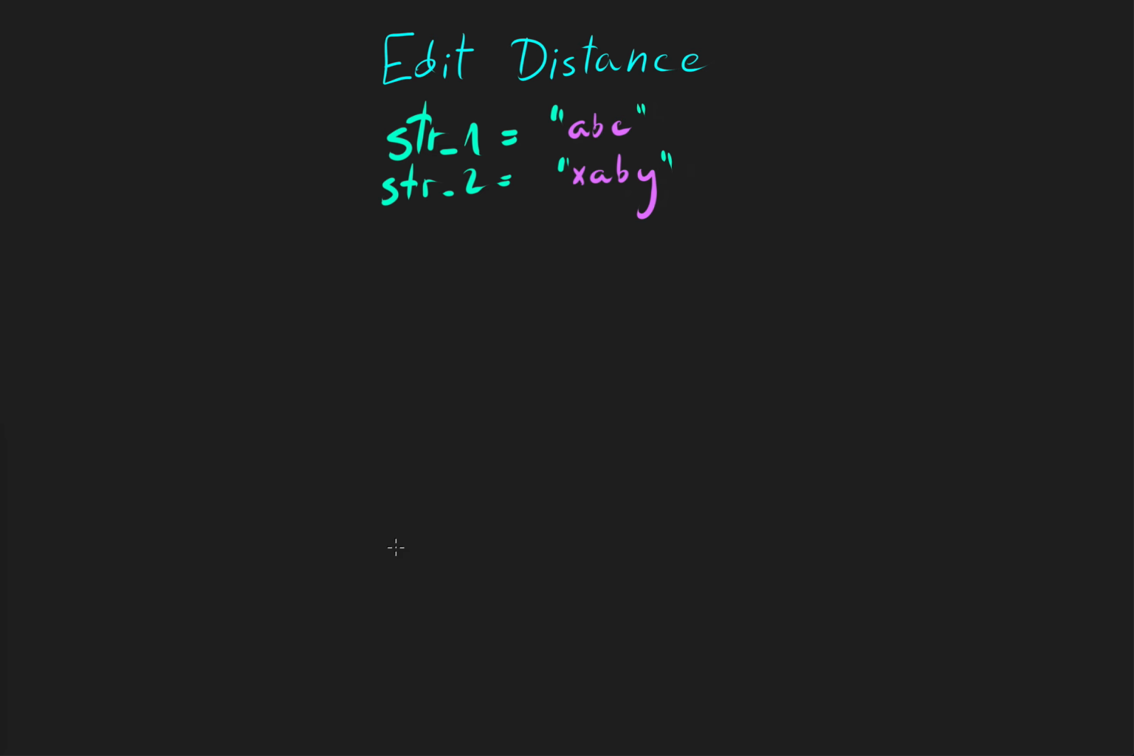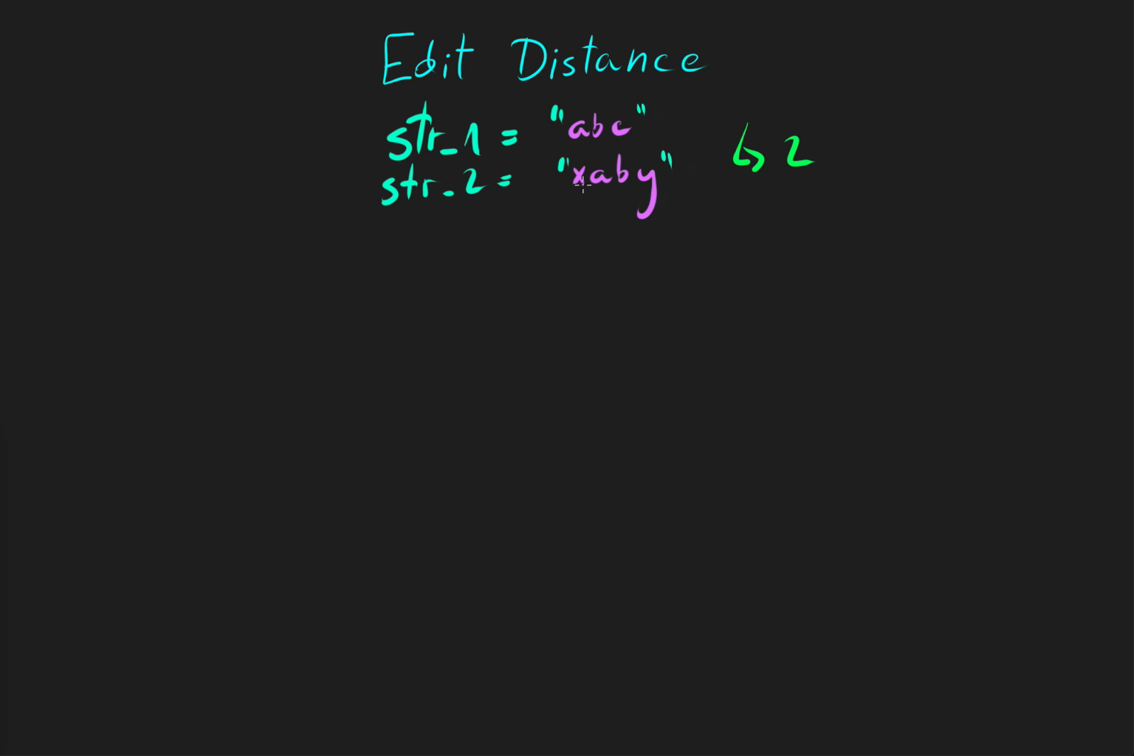Okay, in this video, we're going to take a look at an interview question called edit distance. If an interviewer asks us to construct a function that accepts two arguments, string 1 and string 2, and in this example our string 1 is ABC and our string 2 is different, it's X, A, B, and Y, we would return 2.